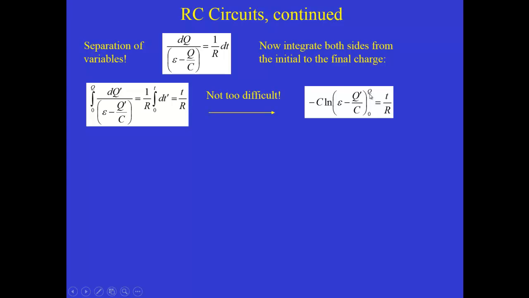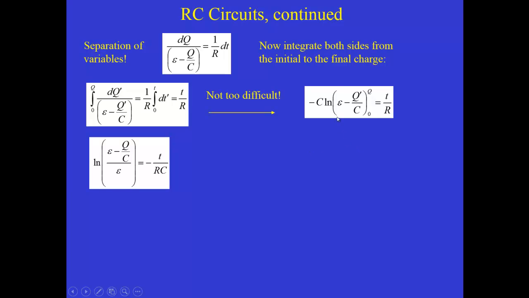And be careful when you substitute this in. What we do is we're going to have the log of epsilon minus q over c, that'll be the upper limit, and we subtract not 0, right, but we subtract what we get when we plug in 0 for q, and that will be the log of epsilon. All right, so be careful that you substitute in both the upper and the lower limits.